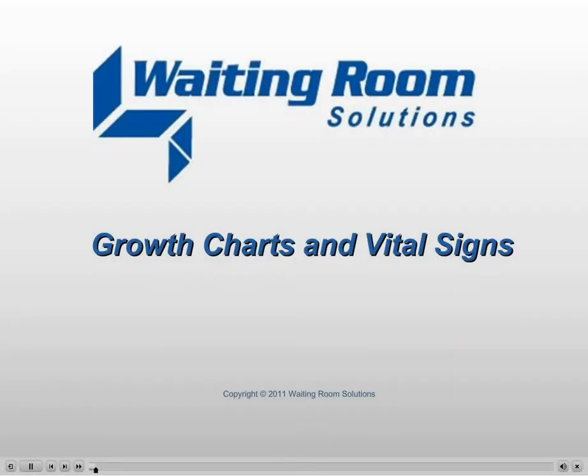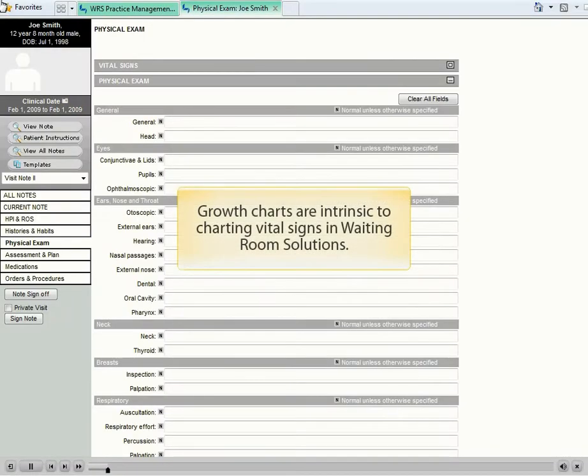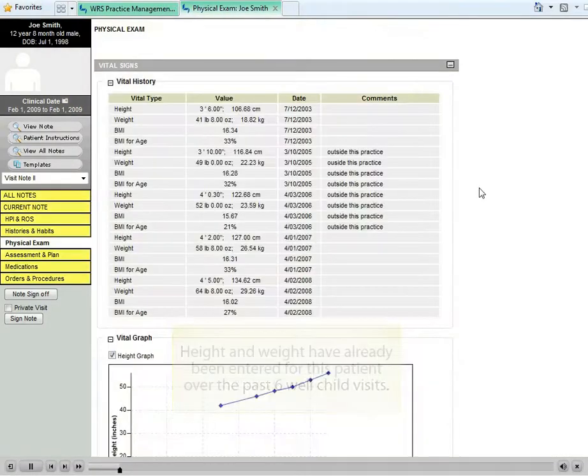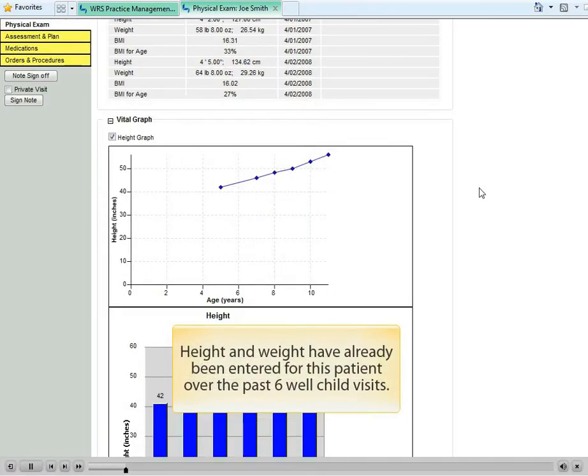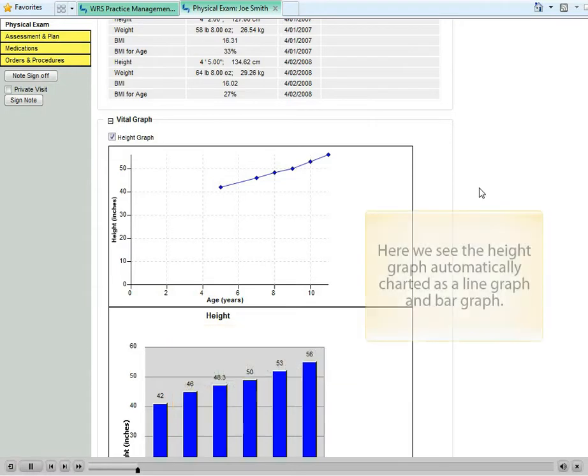Waiting room solutions, growth charts, and vital signs. Growth charts are intrinsic to charting vital signs in waiting room solutions. Height and weight have already been entered for this patient over the last 6 well-child visits.